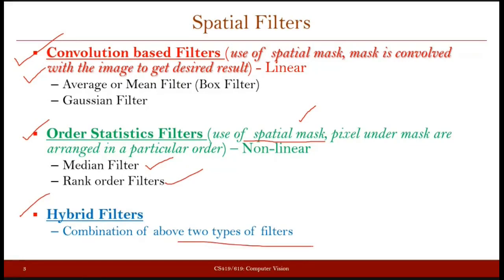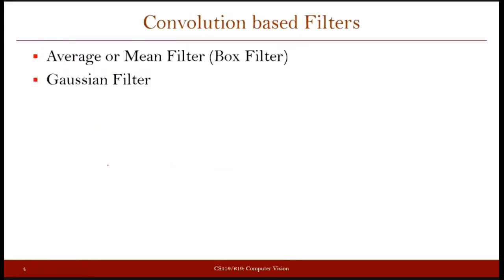So now let us see the examples for them. For the convolution based filters, we are going to see two examples here. One is the average or mean filter, and another is the Gaussian filter. And in order statistics filters, we have the median and rank order filter, as I just said. And a hybrid filter is any combination of the above filters. So let us first discuss the first category of filters, the convolution based filters. And let us first take the average filter. This average filter is also sometimes called the mean filter or box filter.